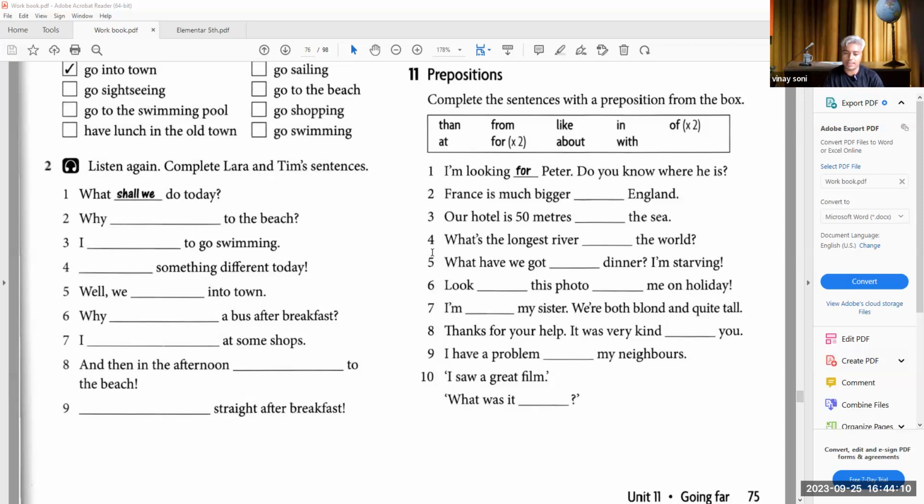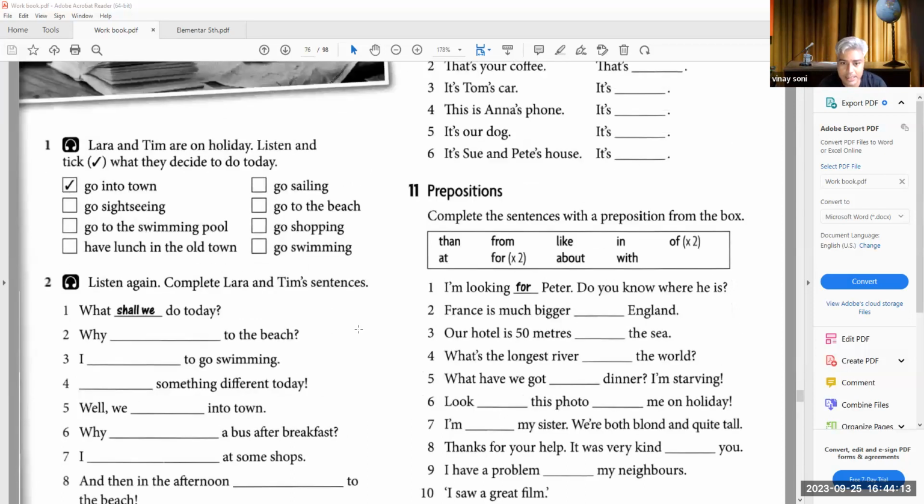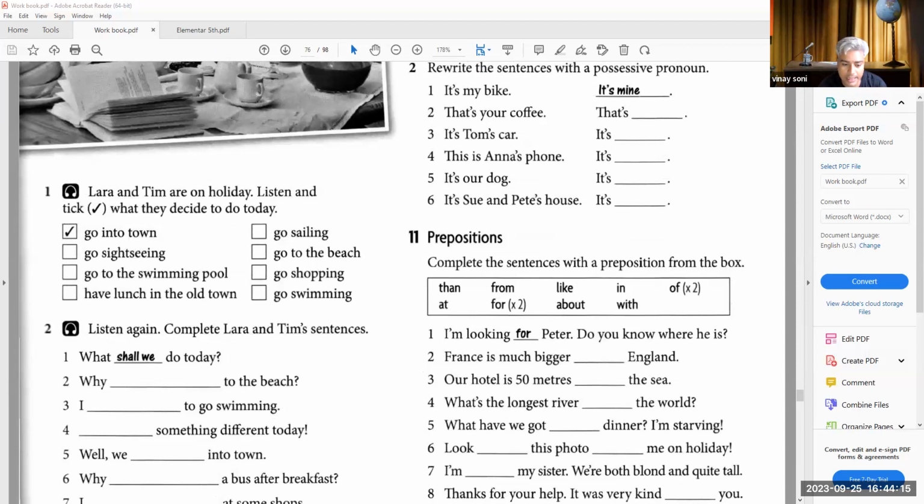Let's catch the bus straight after breakfast. Now we should listen to the conversation between Lara and Tim. I'm playing the audio for you.